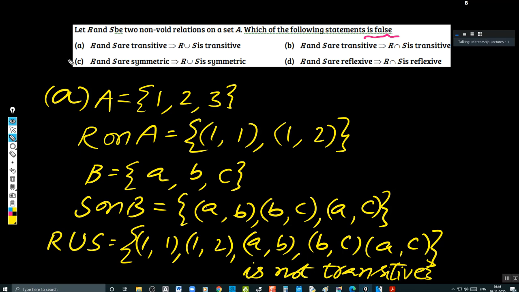Now you have to take a set. Now first set A is taken. I have taken a relation on set A. This is a part of A cross A. Relation is always a part of A cross A, no? A cross A is nothing but (1,1), (1,2).